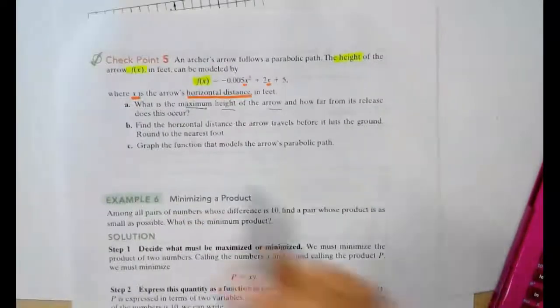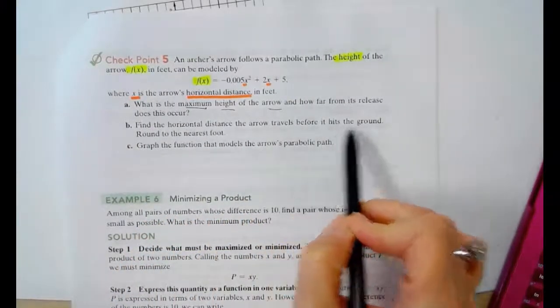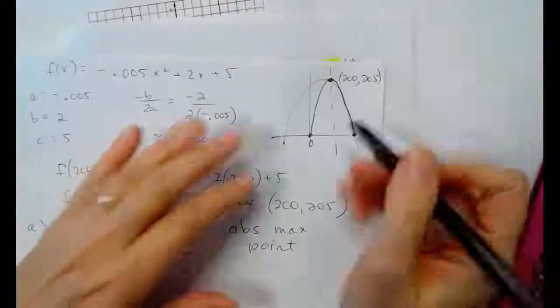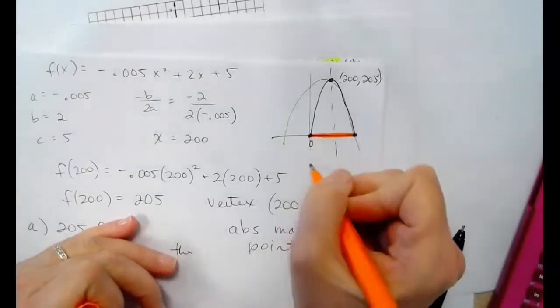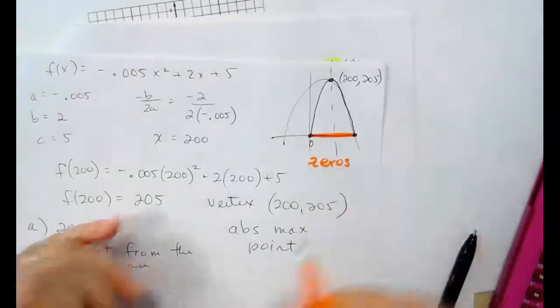What does B say? B says find the horizontal distance the arrow travels before it hits the ground, round to the nearest foot. So what we need to do is determine this distance. So we need to find the zeros of this graph.